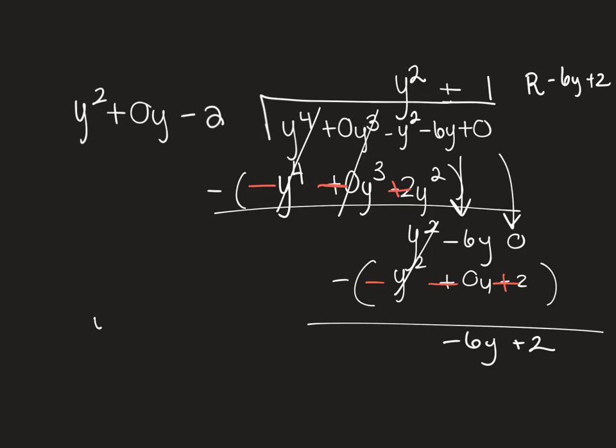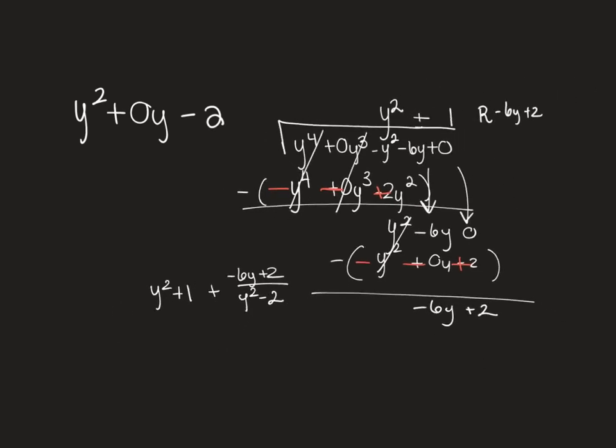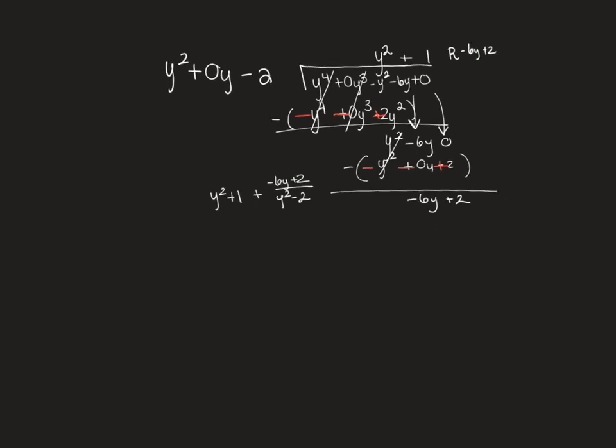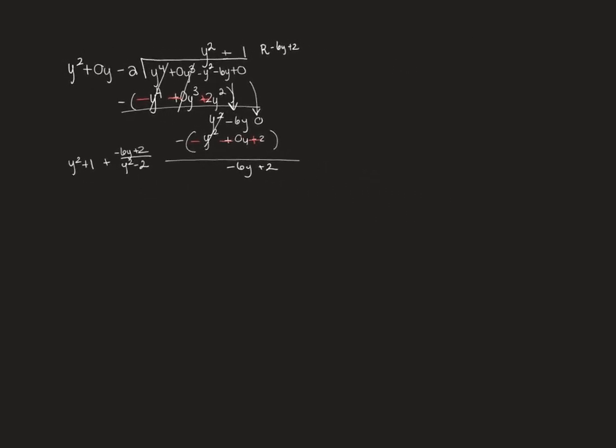So when I write my final answer, I'm going to get y squared plus 1 plus negative 6y plus 2 over y squared minus 2. So let's check this one to make sure that it works out, because it won't be nearly as bad as the one before this. Okay, so if I want to check this, I take my y squared plus 1 plus negative 6y plus 2 over y squared minus 2. I'm going to multiply the whole thing by y squared minus 2.